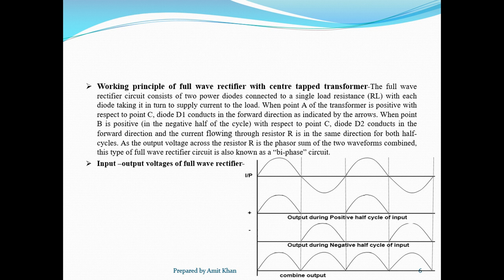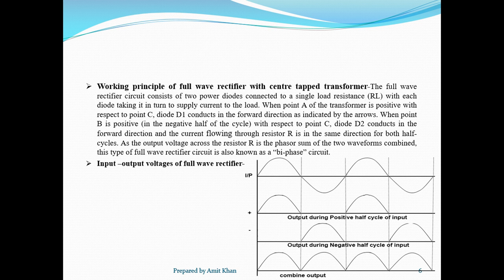Now this circuit consists of two power diodes connected to a single load resistance RL, with each diode taking its turn to supply current to the load. So at first, when the point A of the transformer is positive with respect to point C, then diode D1 conducts in the forward direction as indicated by the arrows. So diode D1 is in forward bias condition in the positive half cycle, so it conducts. In that condition, diode D2 becomes reverse bias, so diode D2 does not conduct in the positive half cycle.